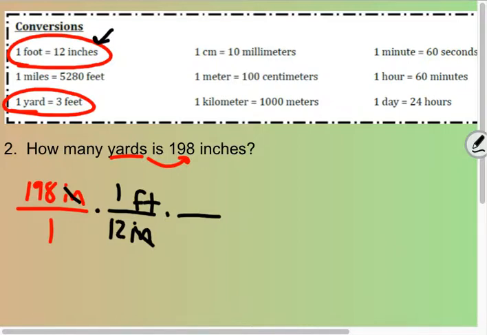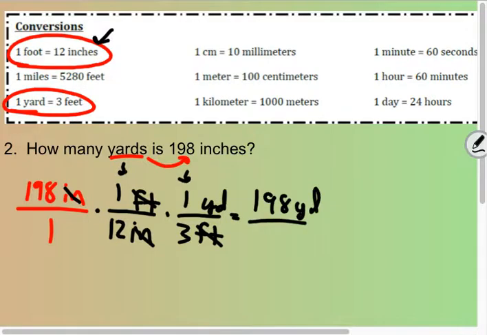How many feet in a yard? Well, I'm going to put feet down here and yards up here when I'm comparing them. There's 3 feet in 1 yard. So multiplying this out, the feet cancel out now. And it's 198 times 1 times 1, so it's 198 yards divided by, well, 12 divided by 3 is 36.